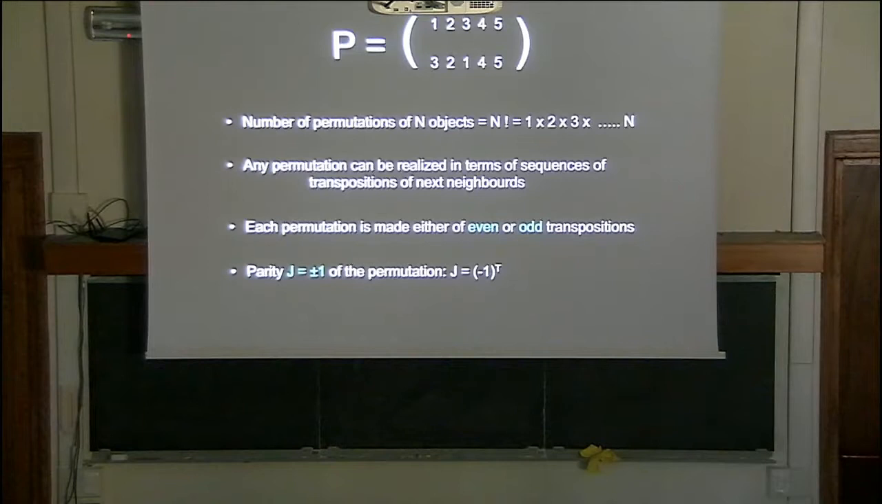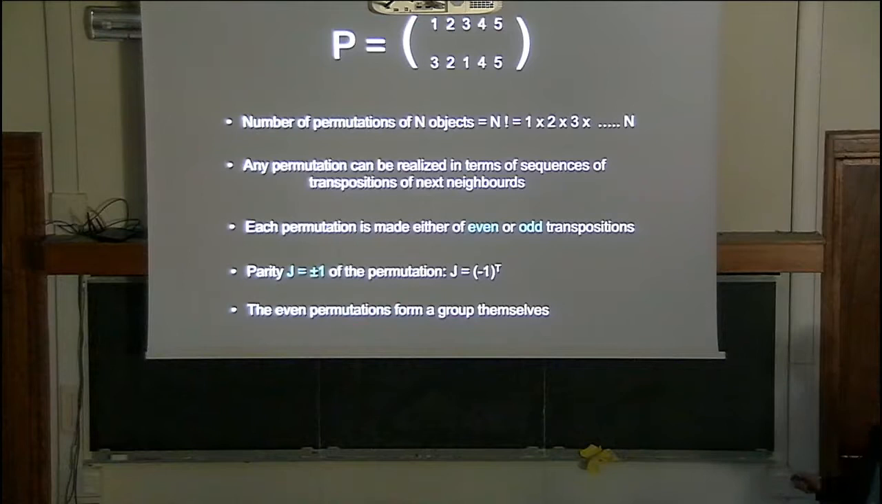And moreover, the even permutations form a group themselves. So this is crucial. In a minute, you will see why it's crucial. So this is called the alternating group. So the full group is called the permutation group. This is called the alternating group. So the alternating group is inside the big beast, which is the permutation group, and itself, technically speaking, is not a simple group, okay?